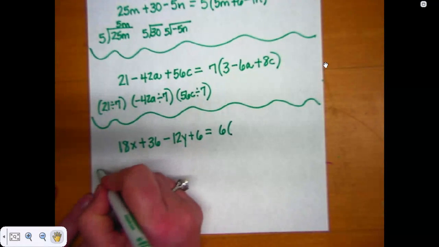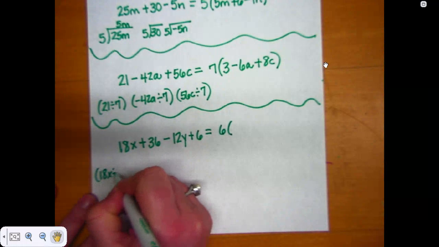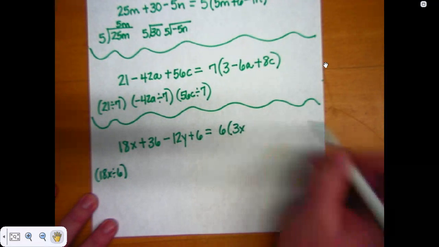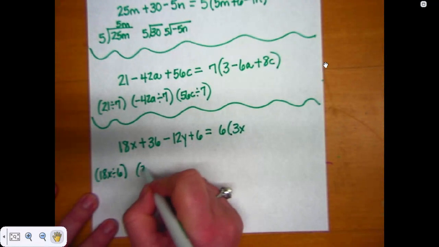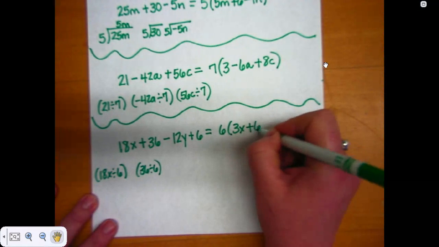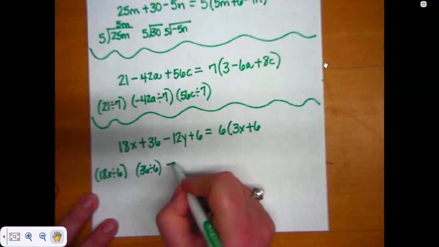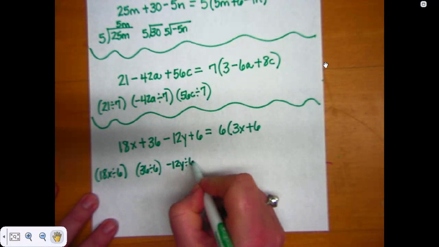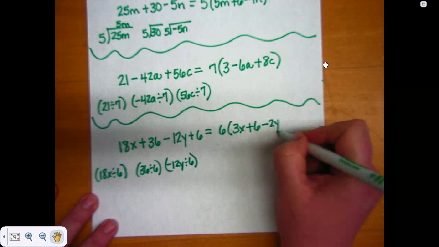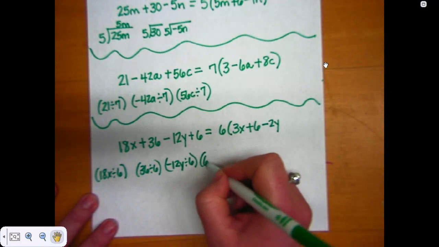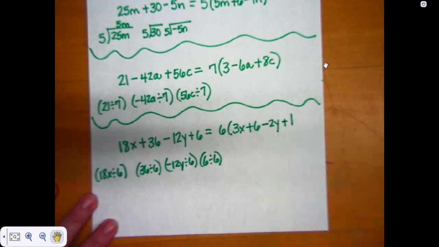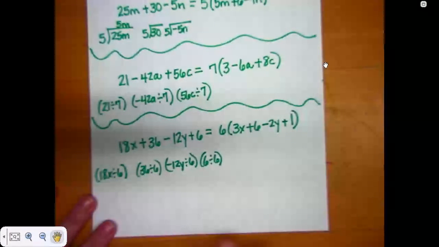So now I'm going to go back. 18x divided by 6 is equal to 3x. 36 divided by 6 is equal to positive 6. Negative 12y divided by 6 is equal to negative 2y. And 6 divided by 6 is equal to positive 1. That's the end of my parentheses.